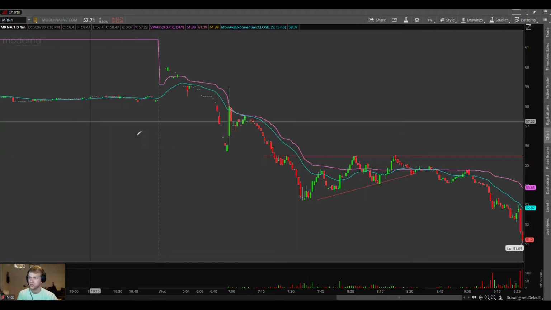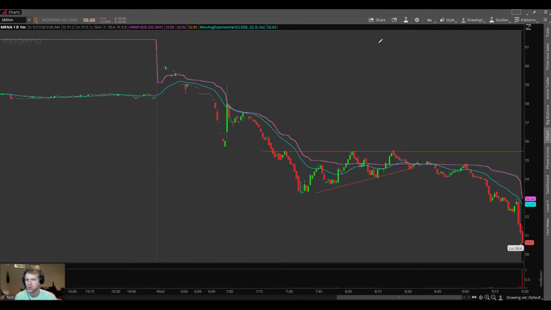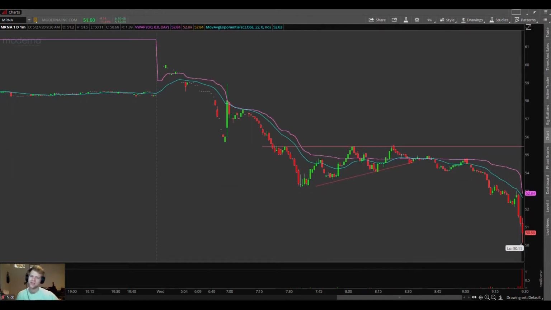And for your information, the pink line right here, that is VWAP. The blue line is a 22 period exponential moving average. I like to keep it on there and just kind of have another moving average in relation to VWAP. Sometimes I'll use it as a trailing stop. That's just me personally, and I only use it every now and then.